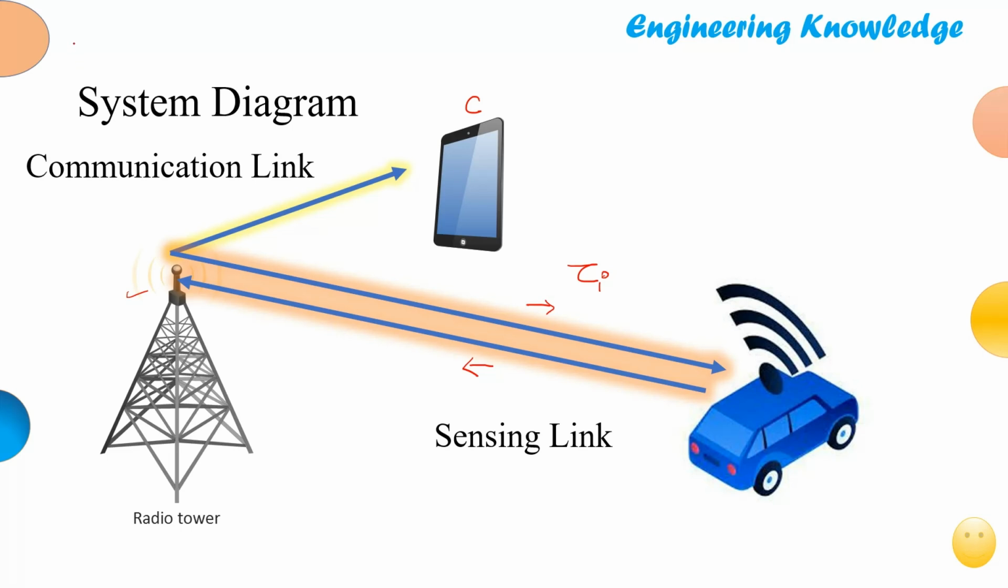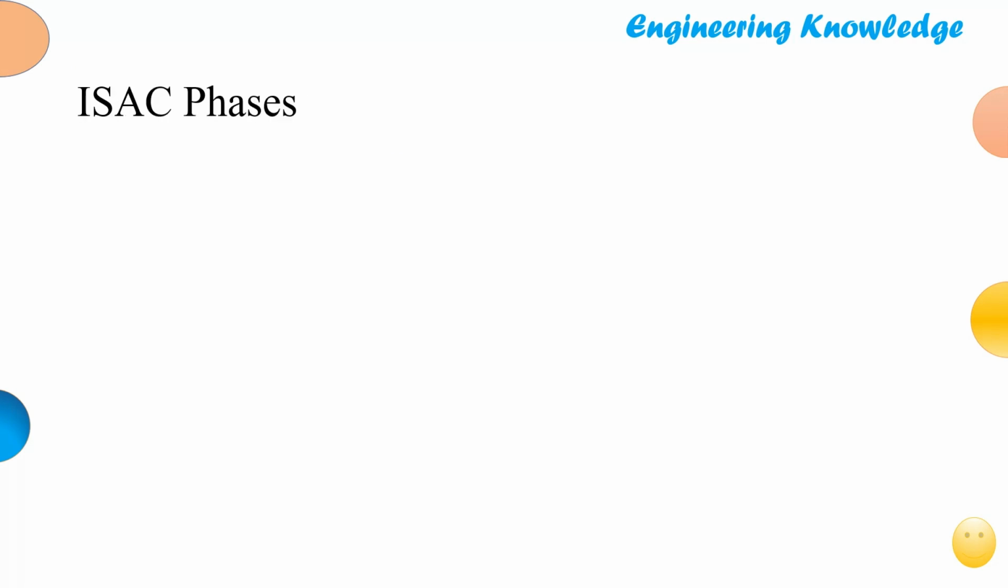So the same tower, over the same bandwidth, is performing two different actions: communication and sensing. That's the basic concept, and this is called round trip delay.